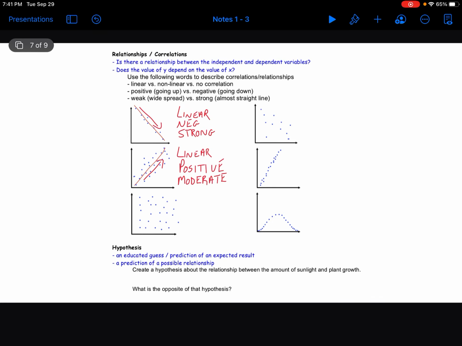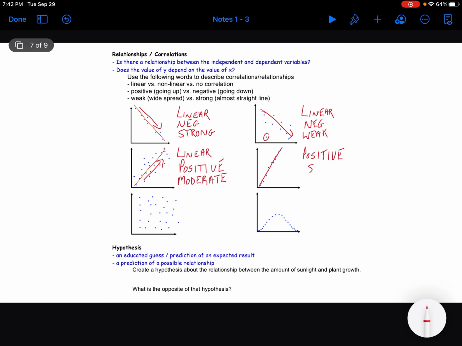So this one, we're going down this way. You can see a trend. Even though it's a little bit harder, we probably have an outlier here. So this is linear. It's negative. And it's probably moderate to weak. Okay. This one's a positive, strong linear relationship. So there you go. I wrote that one correctly. So positive, strong, linear.